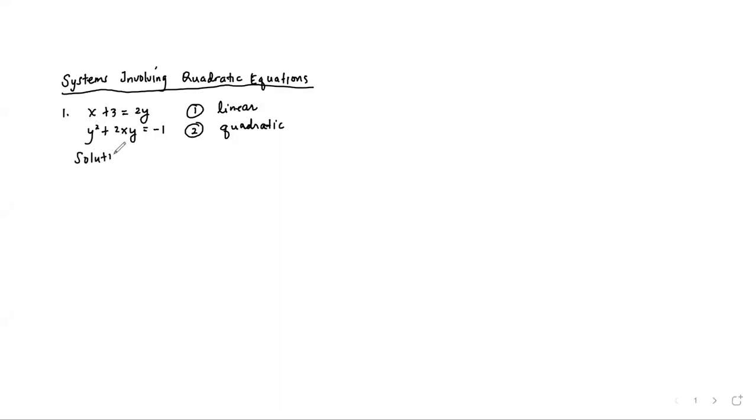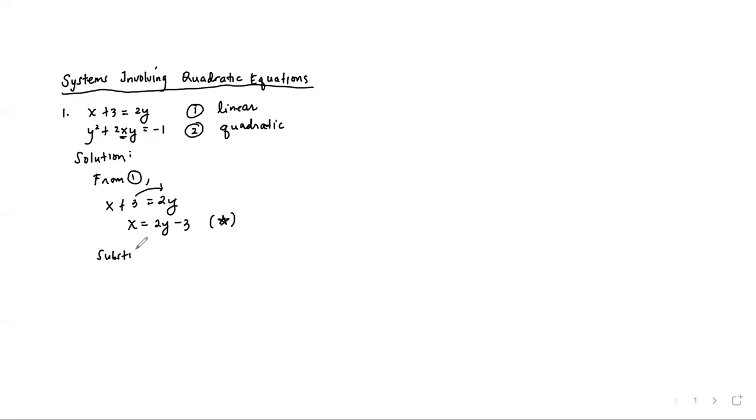So for the solution of this problem, since the system has one linear and one quadratic, then we need to solve for x or y from the linear equation. So in this case, from the first equation. But since equation number 2 is quadratic in y, it will be simpler if we're going to solve for the variable x coming from equation number 1. So from 1, which is x plus 3 equals 2y, we are going to solve for the variable x, and this will give us x is equal to 2y minus 3. Now let's call this equation the star equation.